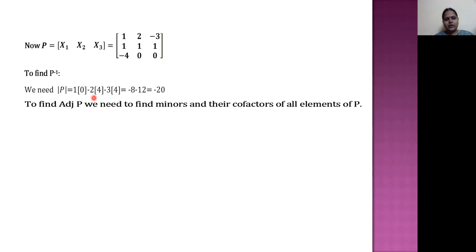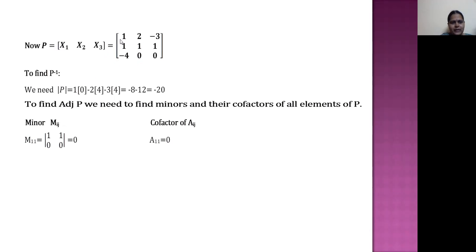To find the adjoint of P, we need the minors and their cofactors of all elements of the matrix P. So I will show you how to find the minors and cofactors of all elements of P. First, I denote the minor with Mij and the cofactor with Aij. First I am finding M11, the minor of the first row, first element. The first row first element is 1 in our matrix, so to that 1 we are finding the minor.